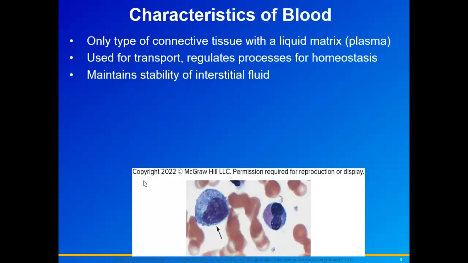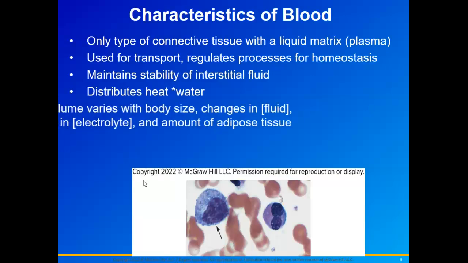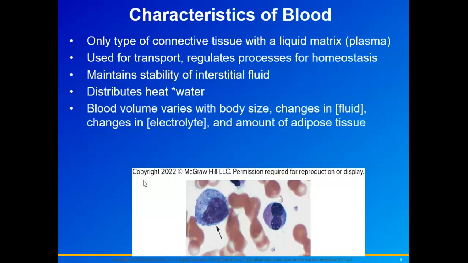All right, really important. Used for a variety of different things. For instance, transport of nutrients, including glucose, oxygen, carbon dioxide, waste, all of that. And it's going to regulate processes to maintain internal stability. It's also going to maintain the stability of interstitial fluid, and it's going to help to distribute heat. And it's done by water.